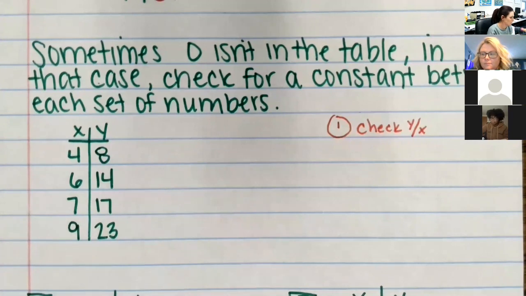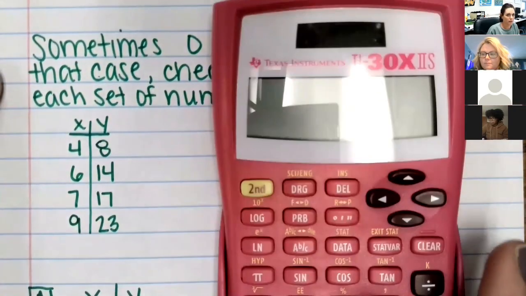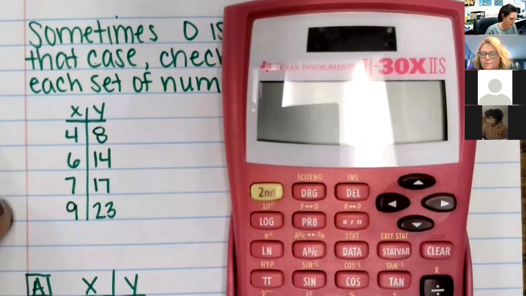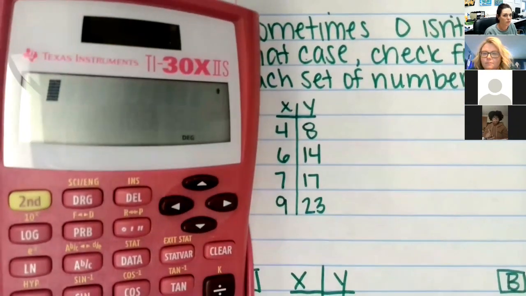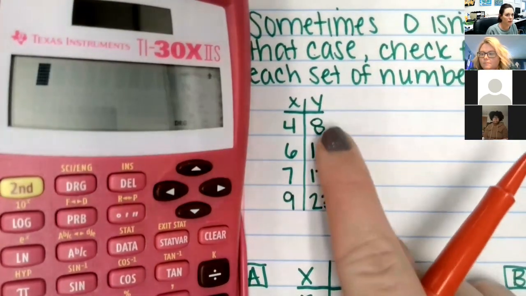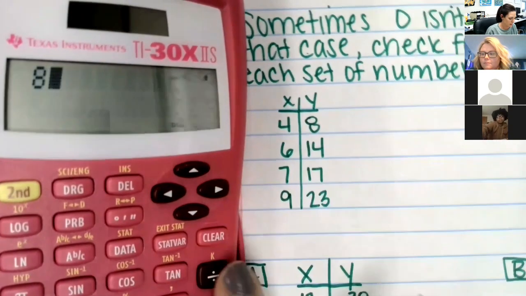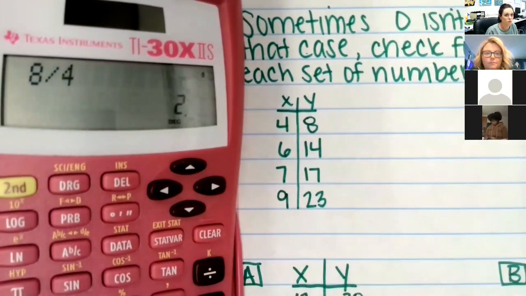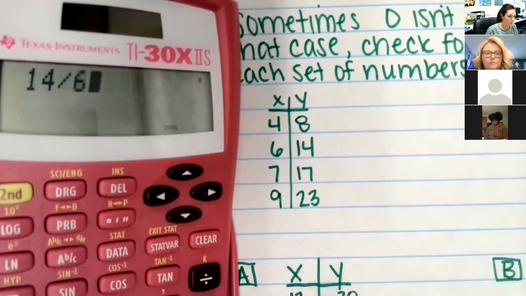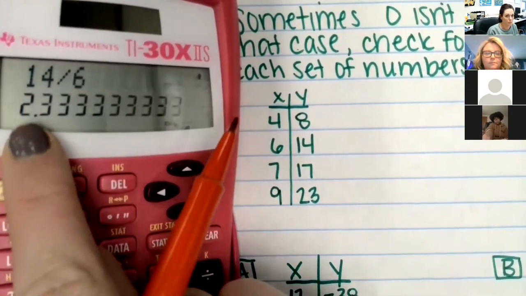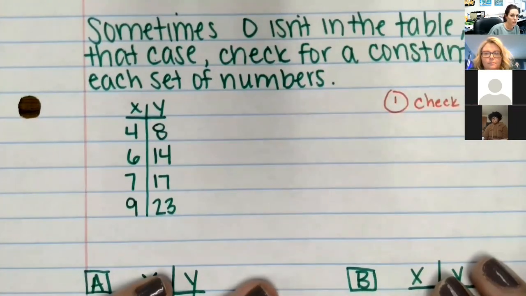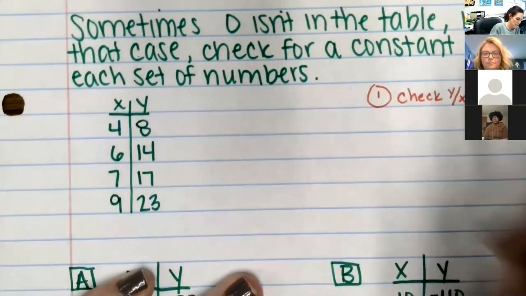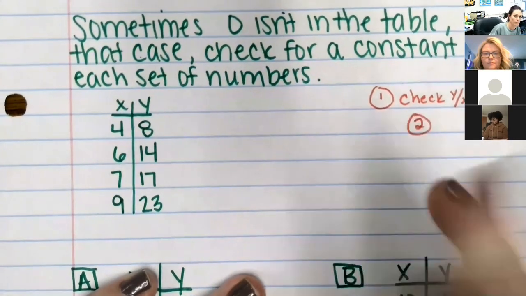So I'm going to pick up a calculator. There it is. Pink calculator. Got it. Check. All right. And I'm going to turn my calculator on. I'm going to clear it. And then for whatever reason, that amazing glare is on it. So we're going to go this direction. All I'm going to do is type in Y over X. I'm going to do 8 divided by 4, and I get 2. And I'm going to do 14 divided by 6, and I do not get 2. So instantly, this cannot be proportional. If it is not proportional, we now need to move on to step 2.